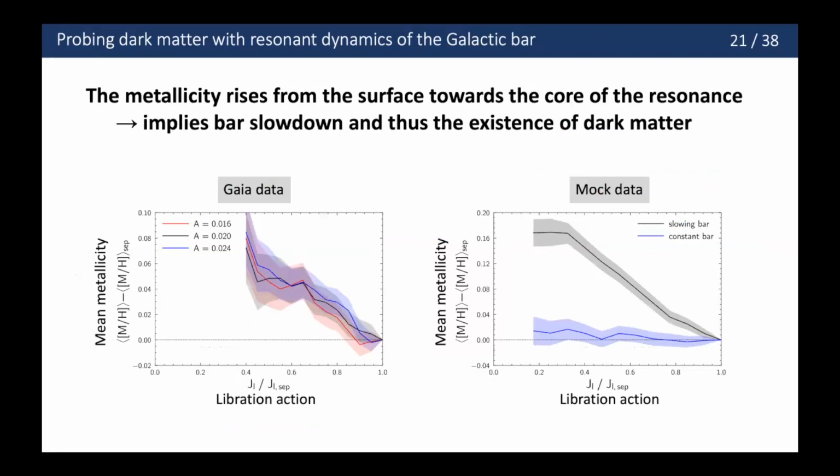Okay, so here I just converted the 2D plot into 1D statistics in vibration action. You can see that the metallicity increases towards the resonance center, and this doesn't really depend on what kind of bar amplitude I assume.